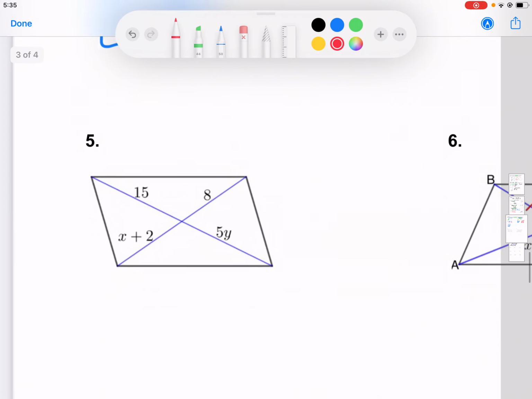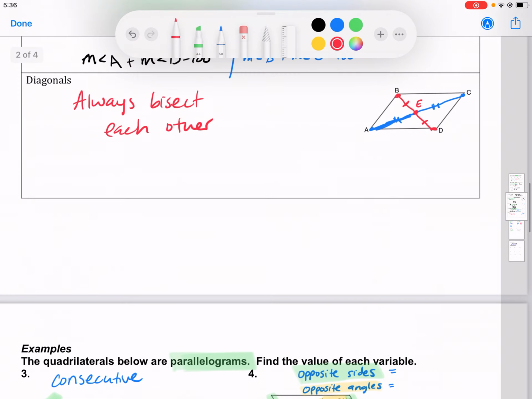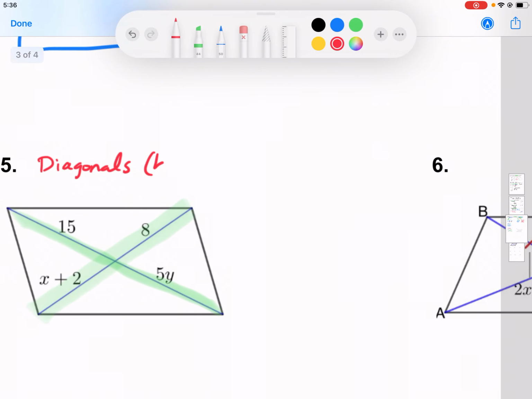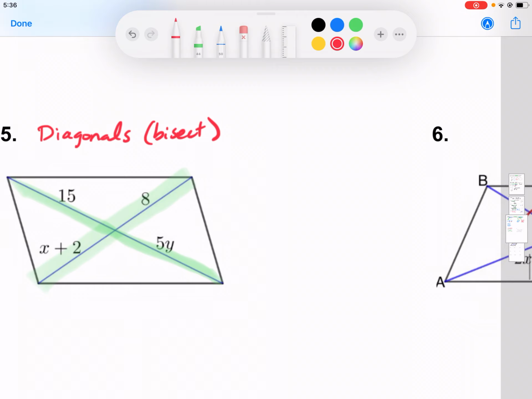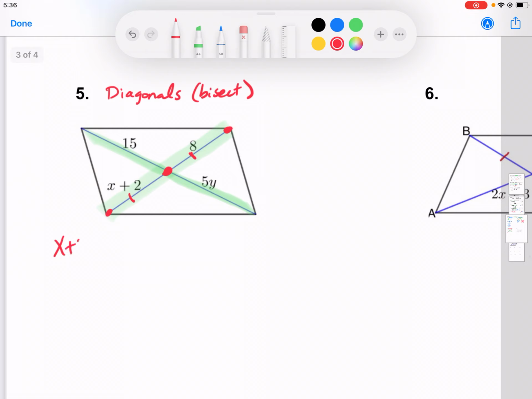Let's see some others. Let's go to number 5. Now we are dealing with diagonals right here. That's important to know. If you go back and get a little refresher, diagonals always bisect each other. Just a little note, I'll remind myself they bisect. What that means is this x plus 2 from here to this point should be congruent to that middle point all the way to this end point. I'll start with that one. So x plus 2 has to equal 8. I'll subtract 2, so x has to equal 6.